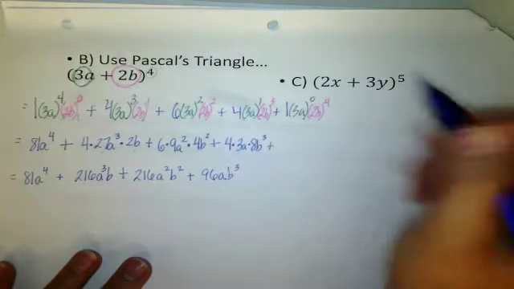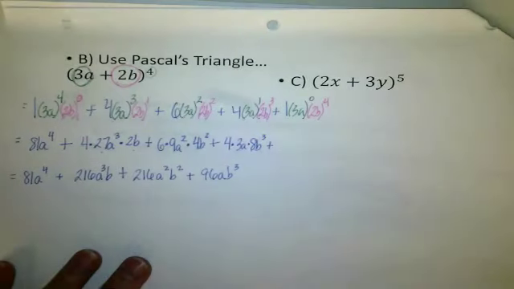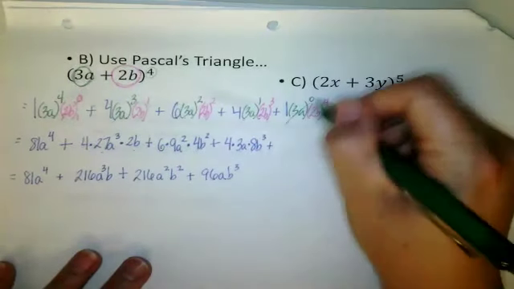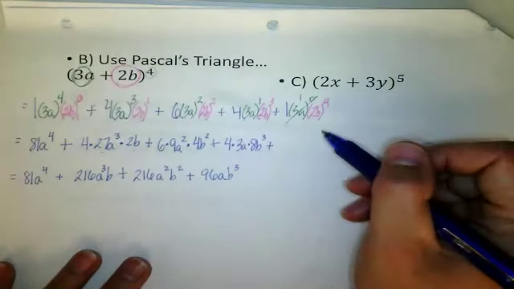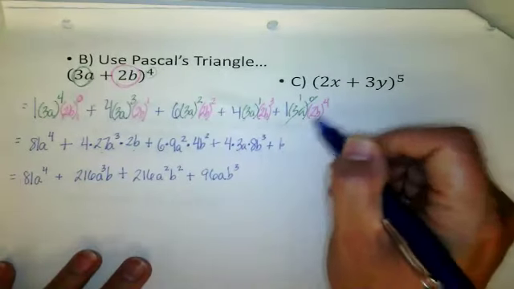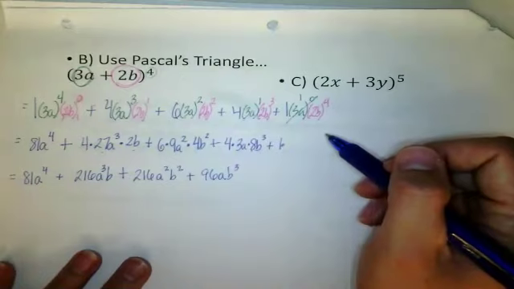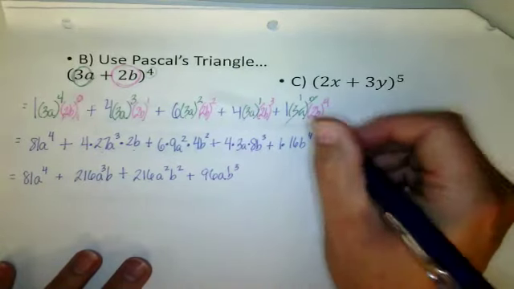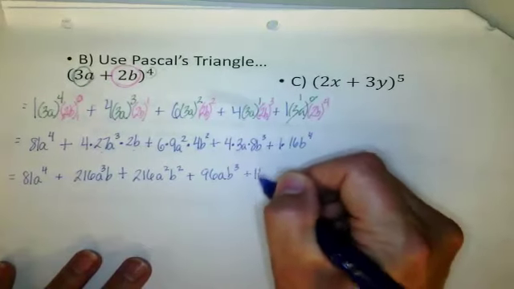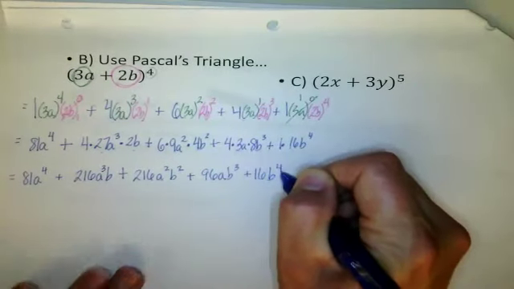And then the very last one, what's 3a to the power of 0? 1. And so I'm just left with 1 times 2b quantity to the 4th. 16b to the 4th. Good. 2 to the 4th is 16. So that's just 16b to the 4th.